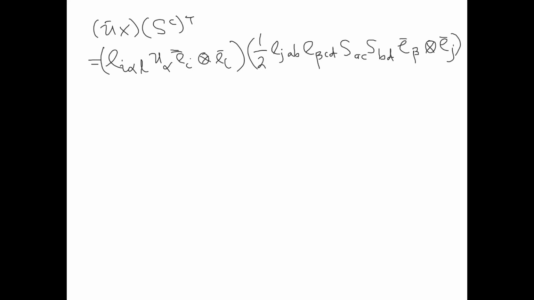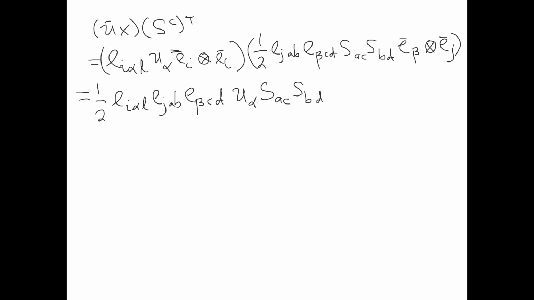So I'm going to put together all my scalars, put all the alternating symbols together, and put all the other scalars together, and put the dyad together. So I have alpha, alternating symbol ε_iαl, alternating symbol ε_jab, alternating symbol ε_βcd. Then I have u_α, S_ac, S_bd. Then I have e_i, e_l, e_β, e_j.